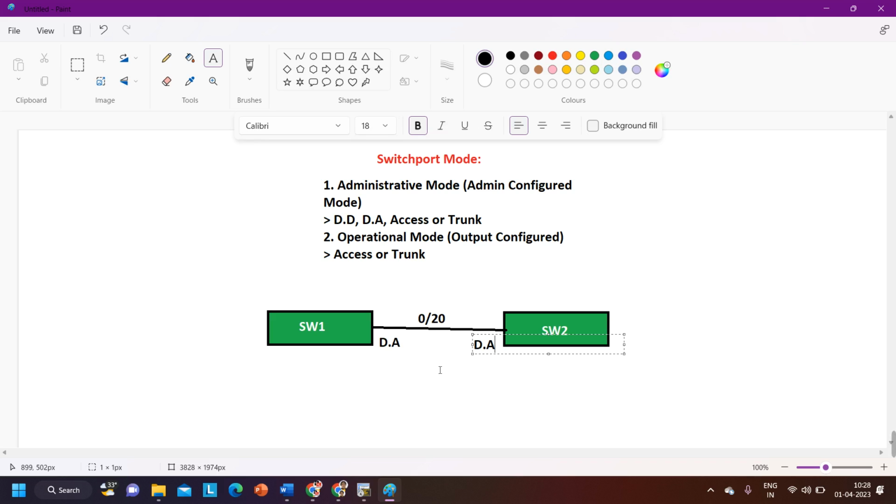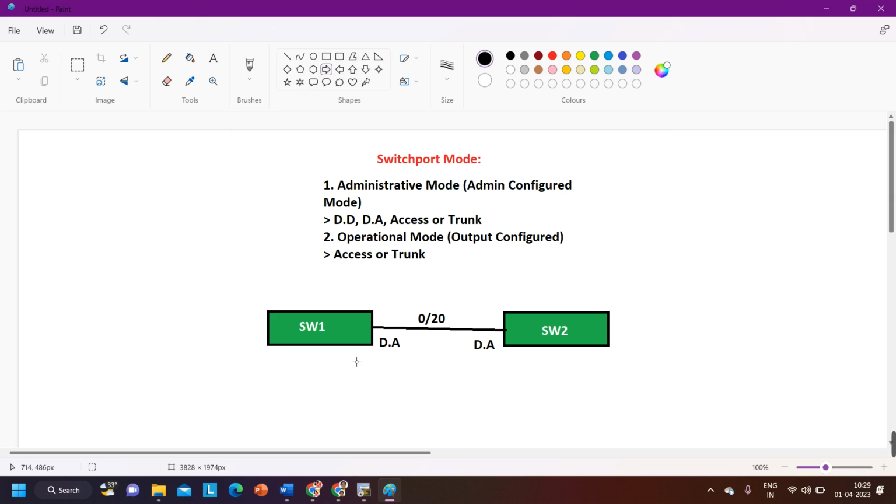So we are not going to discuss the DTP protocol over here, but what I am saying is, between switch 1 and switch 2 trunking will not form, but DTP is sending a message, because by default DTP is enabled on switches. So both switches are sending a DTP message, yes or no? This switch is sending a DTP message to switch 2 every 30 seconds, and switch 2 is also sending a DTP message to switch 1, every 30 seconds.